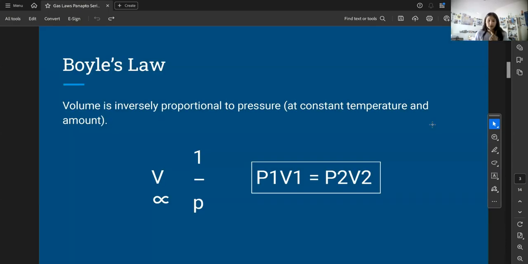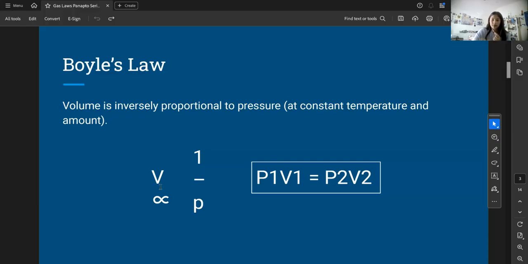So this gives us Boyle's law. Volume is inversely proportional to pressure at constant temperature and amount. So that is, if we're not increasing or decreasing temperature and the amount of gas we have is constant, when we decrease the volume, the pressure of the gas is going to increase and vice versa.